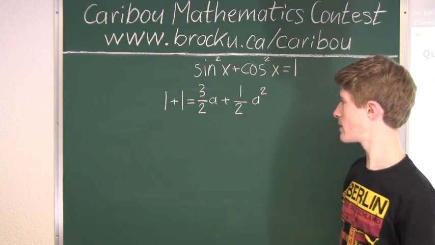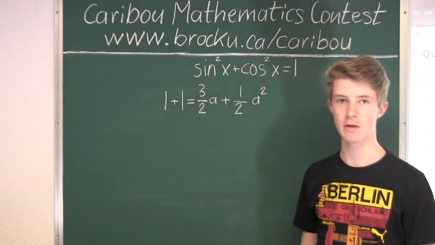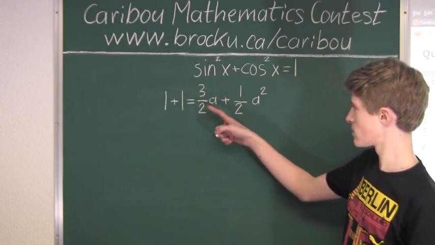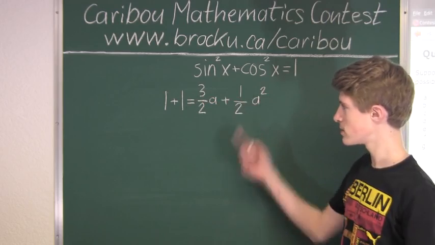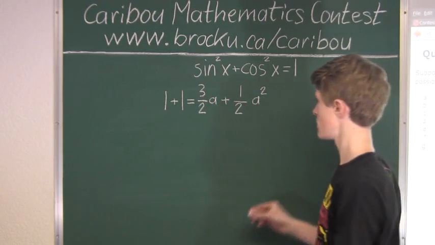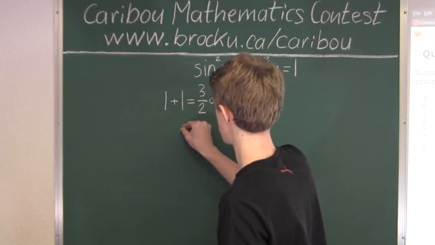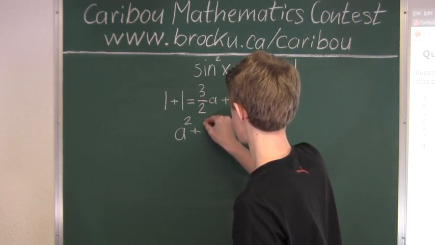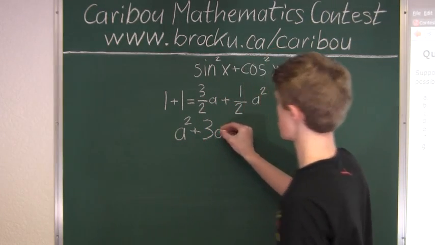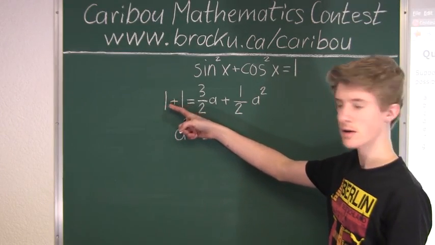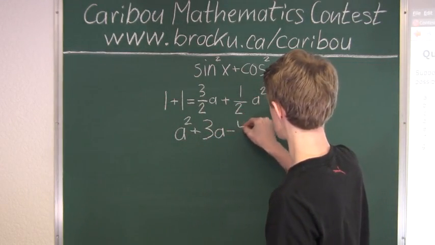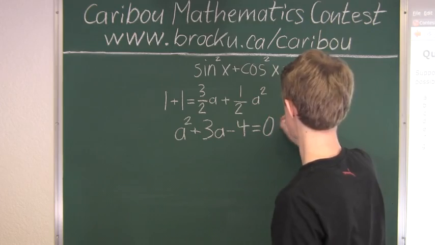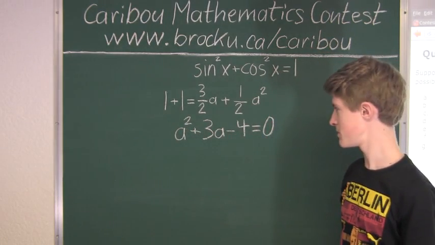Okay, so now to simplify this, to get rid of the halves, we will multiply both sides by 2. So we know that this is 2, so this becomes 4. So we have 4 equals 3a plus a squared. So to get this to equal 0, we will just have a squared plus the 3a. And then since we have 2 times 2 is 4, and putting it on the other side we have minus 4, and on the other side we are left with 0. So we know that this is a quadratic equation.